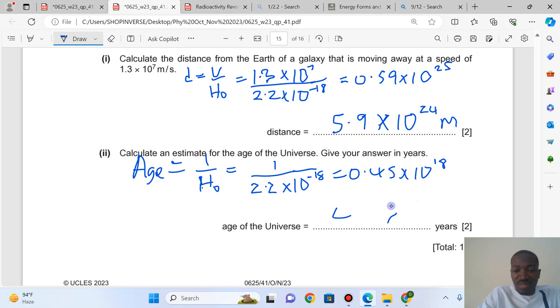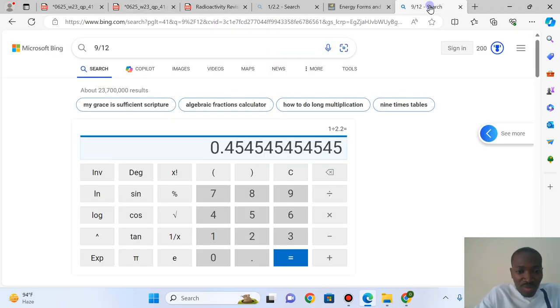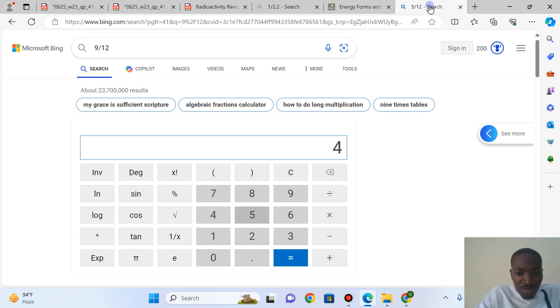Hold on. That will be 4.5 × 10¹⁷ seconds. The time must be in years, so I have to convert to years. Let me start with 4.5 × 10¹⁷, and then I multiply this by 10⁰. 10 + 7 gives me 17. 1, 2, 3, 4, 5, 6.